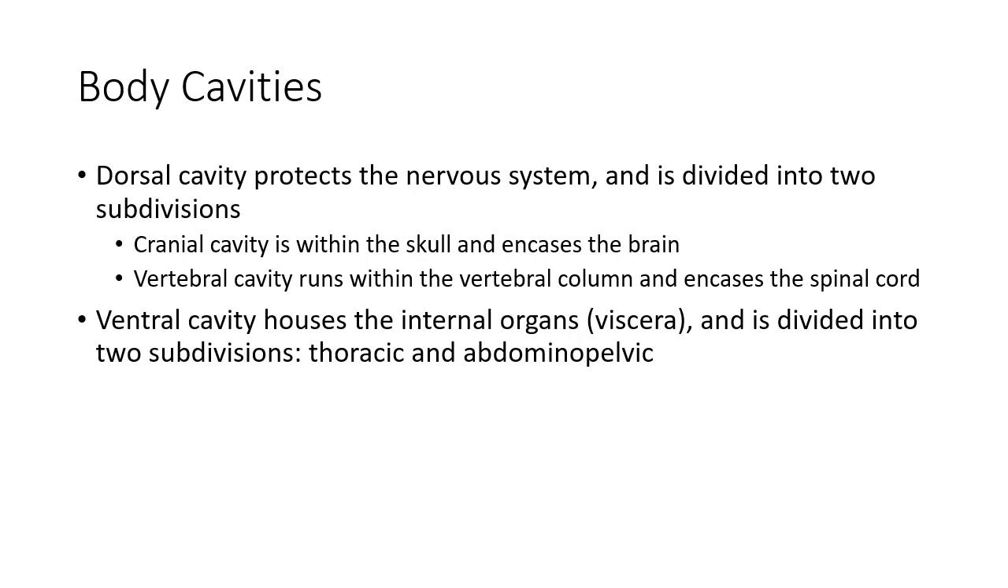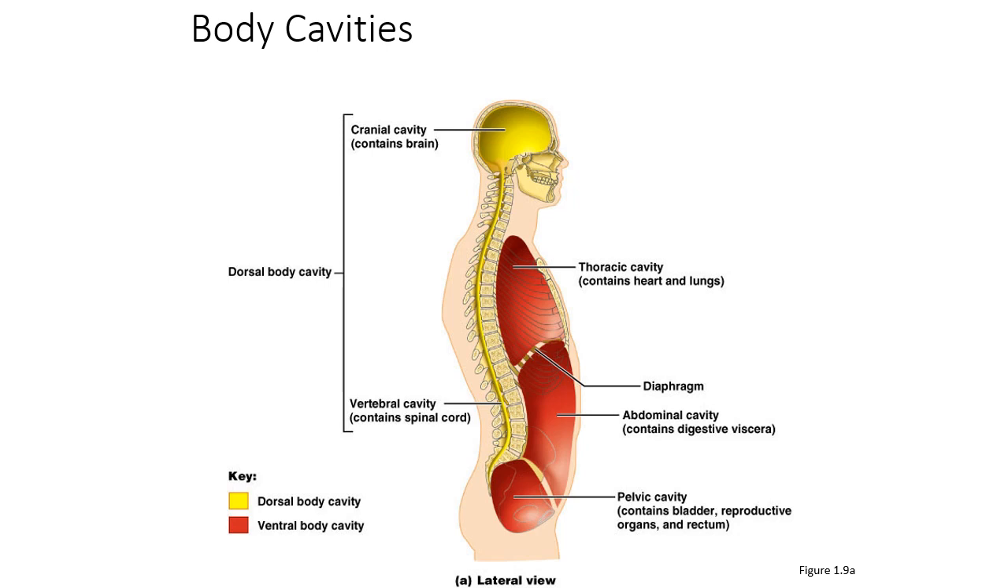When we start to look at the internal organs, we'll start to see that we have body cavities. And so the two big body cavities that we have are the dorsal body cavity and the ventral cavity. And so the dorsal body cavity houses the brain and spinal cord. And so the dorsal body cavity can be divided up into a cranial cavity and a vertebral cavity for those. And then on the anterior side, we have the ventral body cavity.